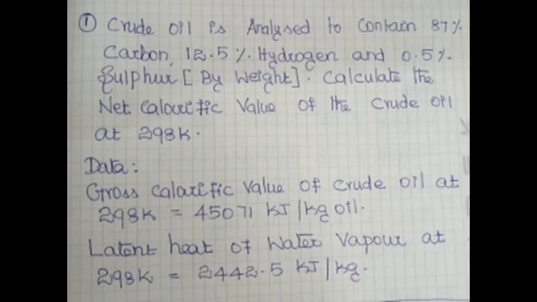Suppose latent heat of water vapor is not given in the problem, you should take it at standard temperature. Lambda, or latent heat of water vapor, is 2442.5 kilojoule per kg. This is the constant value.